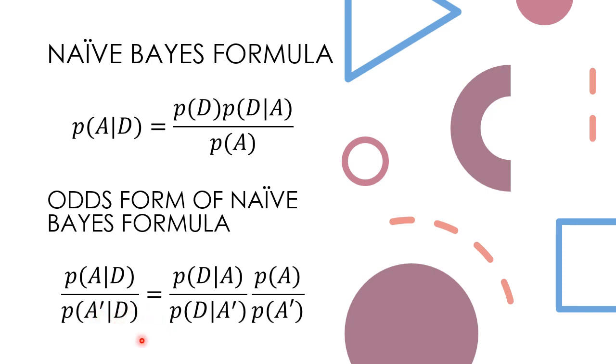And this statement says that the odds of being alive is the product of the likelihood ratio of being alive, that's this part right here, multiplied by the prior odds of being alive, which is this part right here.